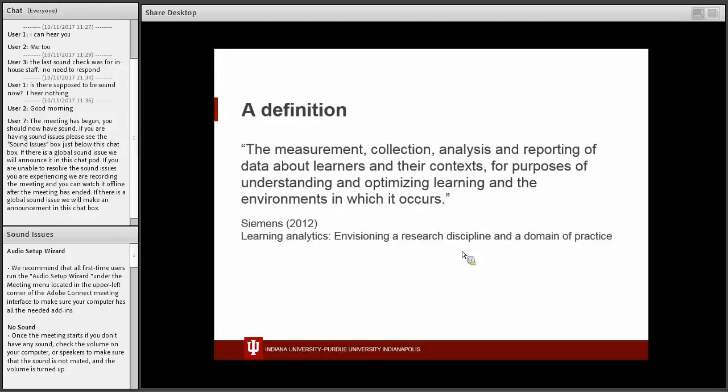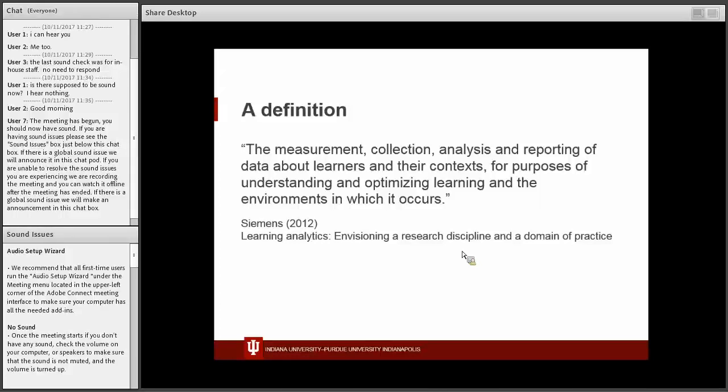But if we were to do a citation analysis, this is the one that would come up the most. So let's talk about this. Siemens says that learning analytics is the measurement, collection, analysis, and reporting of data about learners and their context for purposes of understanding and optimizing learning in the environments in which it occurs.